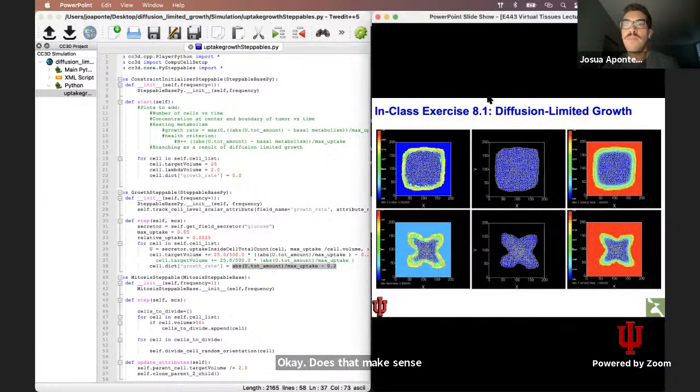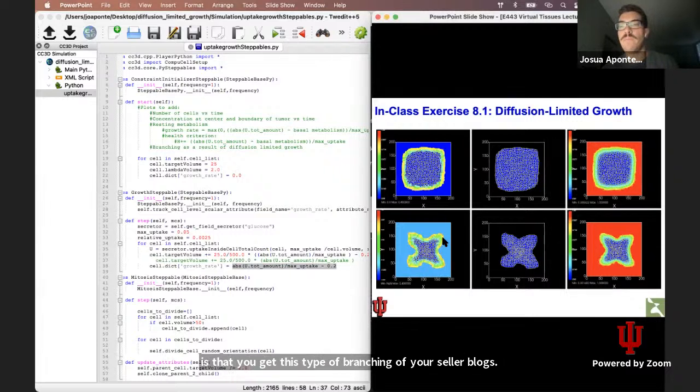Cool. So what you would do if you get to implement these models and you play with the diffusion coefficient is that you get this type of branching of your cellular blobs. And these branchings can be thought of, and James shared a paper recently with me that uses these branching properties as a way of simulating how malignant tumors can infiltrate nearby tissue.